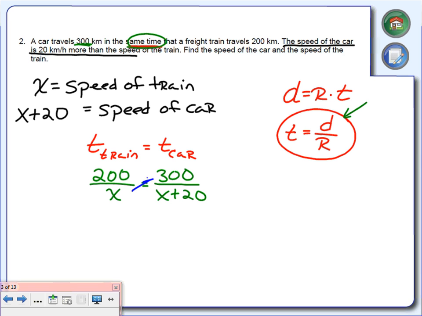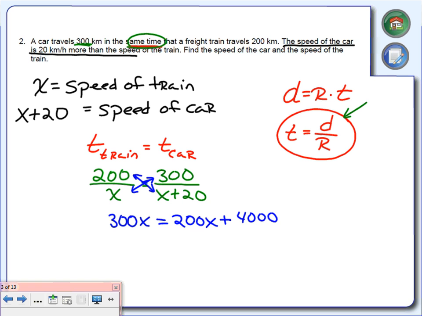So what I'm going to do is multiply these two numbers here. X times 300 should give me 300x. If I multiply these two things together right here, 200 times x plus 20. What do you get when you multiply 200 times x plus 20? Well, 200 times x would give you 200x, and 200 times the 20 would give you 4,000. So now what we have is the equation 300x equals 200x plus 4,000.